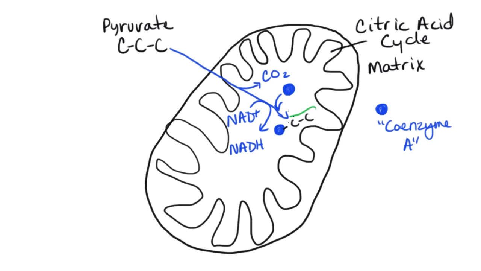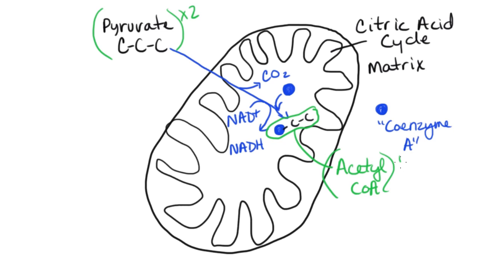So this molecule here is what we refer to as acetyl-CoA. Now, if we talk about per glucose that we started with, remember that we are going to have 2 of these per glucose. And if each one of them moves into the mitochondria in this manner, we're going to end up with 2 of these as well per glucose.